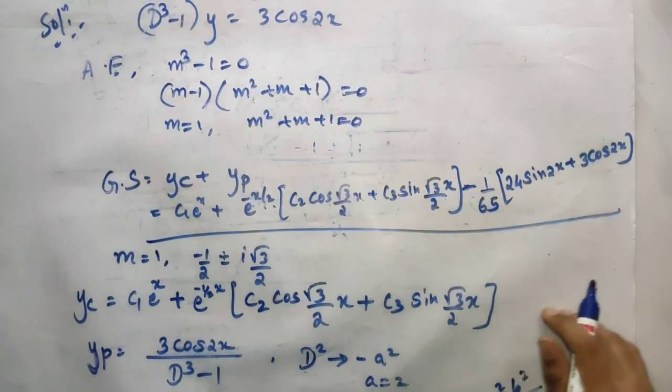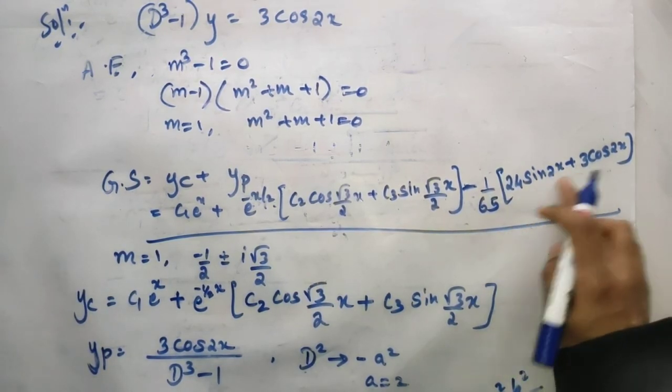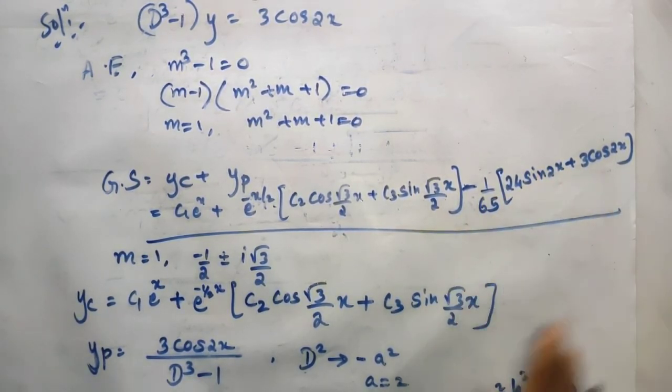Okay, it's a very big solution. You can take 3 common and keep it outside, or else keep it like this only. That's not a problem at all. Okay, this completes the solution for this problem.